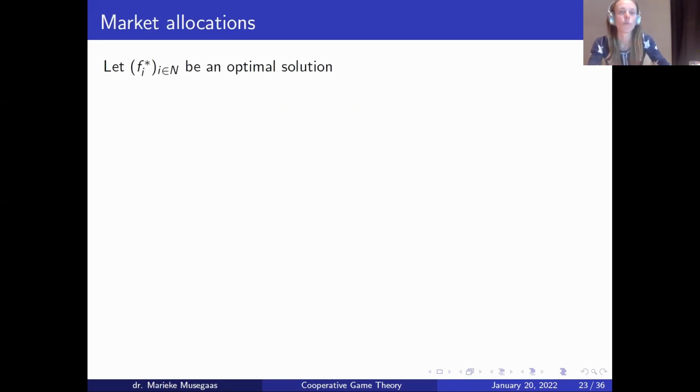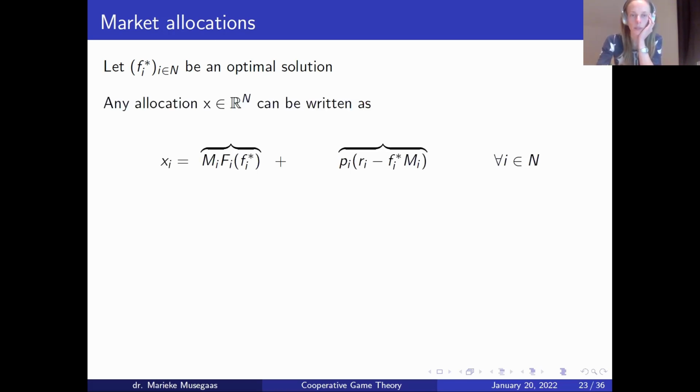Okay, here we go to market allocations. And those allocations will be very interesting because quite often they are core elements. What is a market allocation? Well, first of all, an allocation in our game can be written as the sum of two things. What we have over here is the monetary health benefits, so the health benefits that you get in the optimal solution from your allocated number of vaccines.